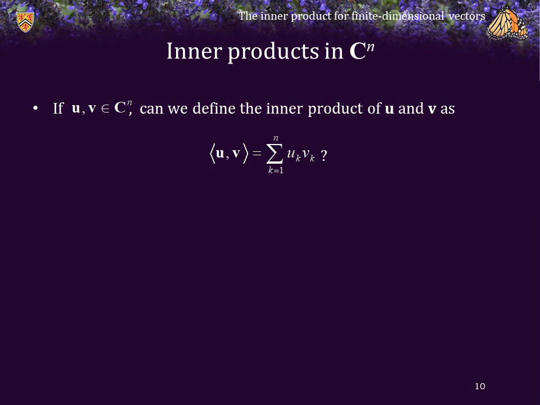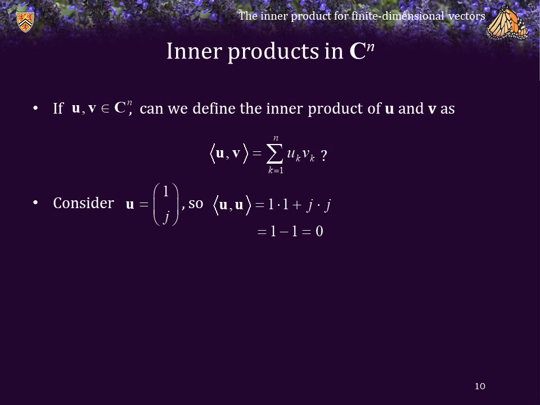Now, if u and v are complex vectors, can we define the inner product in the same way? Well, if so, let's consider this one here. We have the vector 1, j. So the inner product of u with itself is 1 times 1 plus j times j. 1 squared is 1, but j squared is negative 1, so this is equal to 1 minus 1, which is 0. And this is frustrating because now we lose positive definiteness.